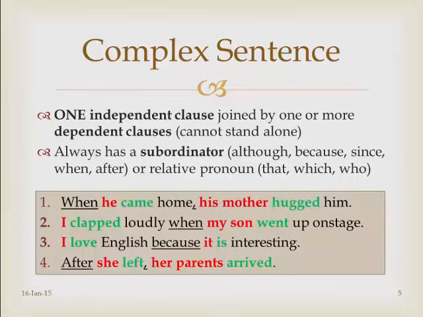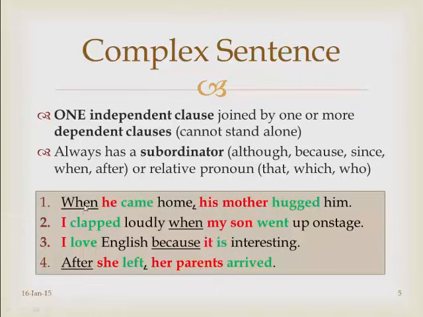When he came home, his mother hugged him. Okay, so if you notice here, we still have subject and verb, subject and verb. That doesn't change. But in this sentence, his mother hugged him is the independent clause because it makes sense on its own. His mother hugged him. But when he came home doesn't really make sense. And this when he came home is a dependent clause because it depends on this independent clause.